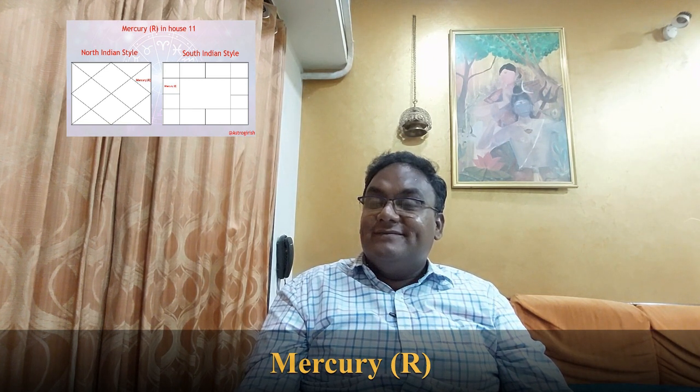Otherwise, placement of Mercury in the 10th house is very good. Again, placement of Mercury in the 11th house is also very good, right? Whenever Mercury gets connected, as I have mentioned in the past, any planet getting connected with the 11th house is very good. Only thing, if it is retrograde, there is a slight delay in achievement, right? Otherwise, in general, retrograde Mercury getting connected with the 11th house is also good.